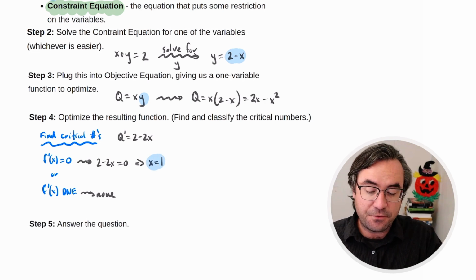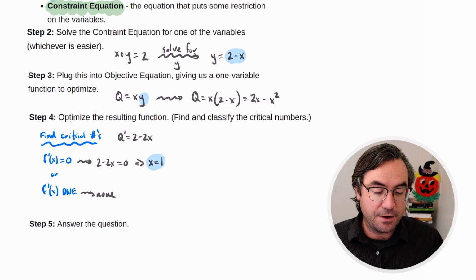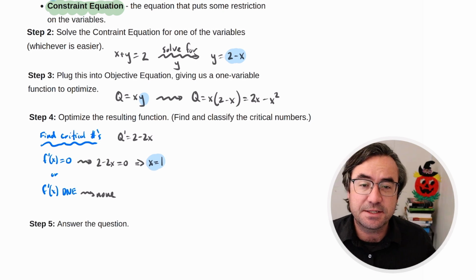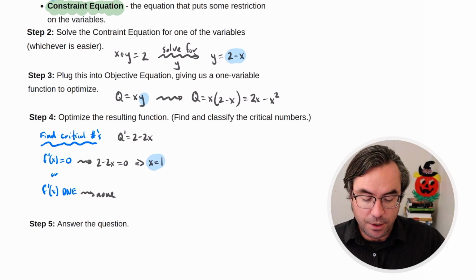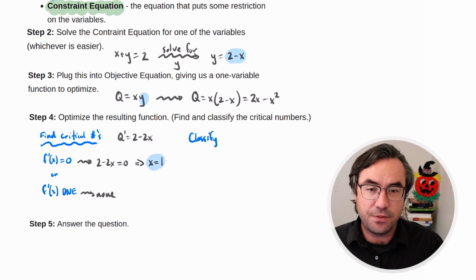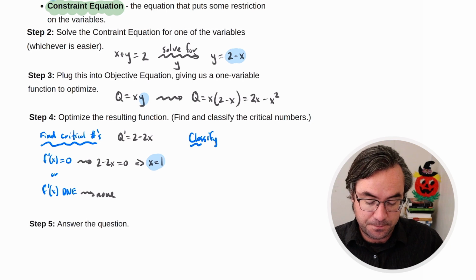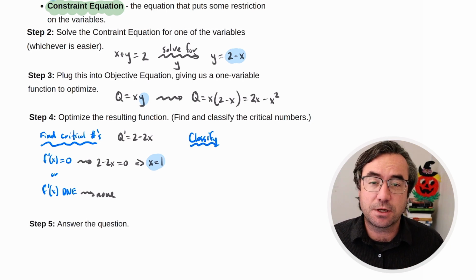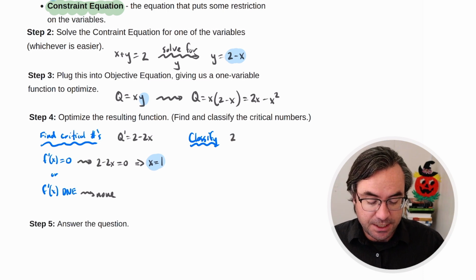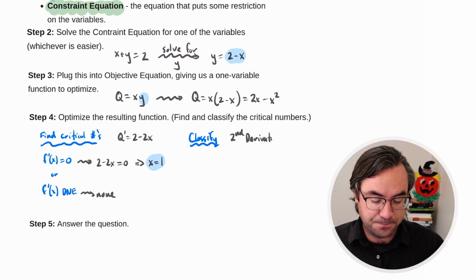And once we have found all the critical numbers, then the next step is to classify them. And what we're going to do here is our second derivative test. Usually that's the one that's a little bit quicker. So since we have options, when you actually go to classify, state which test you're going to use. So in this case, we're going to use our second derivative test.